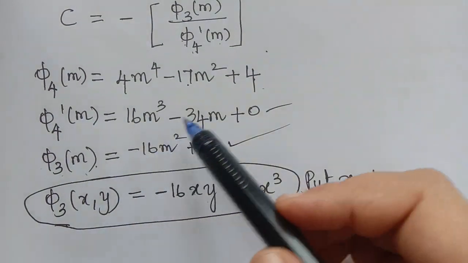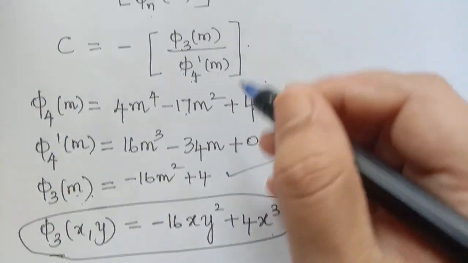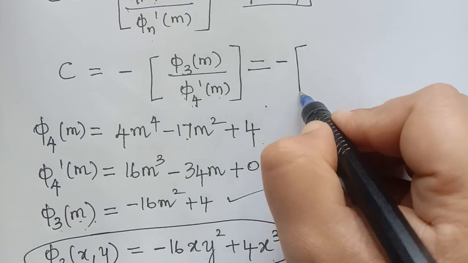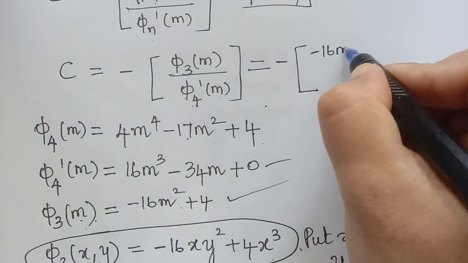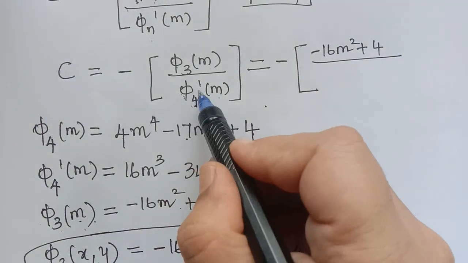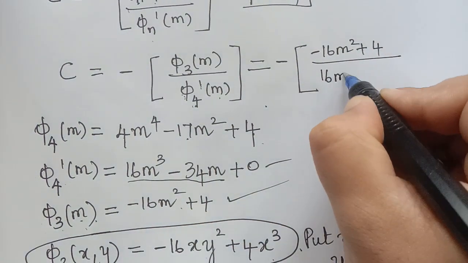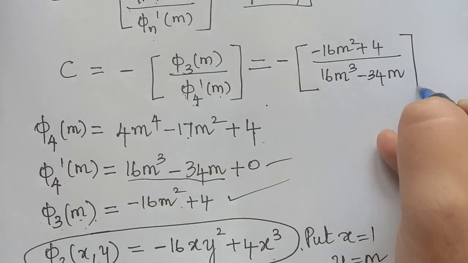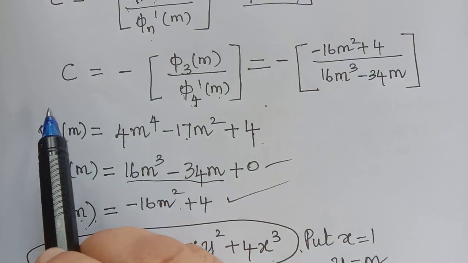Now we have to substitute phi 3 of m and phi 4 dash of m here in order to find c. So the value of c will be equal to minus of, what is phi 3 of m? Minus 16m square plus 4, divided by phi 4 dash of m, which is 16m cube minus 34m. So using this, we have to find the value of c.